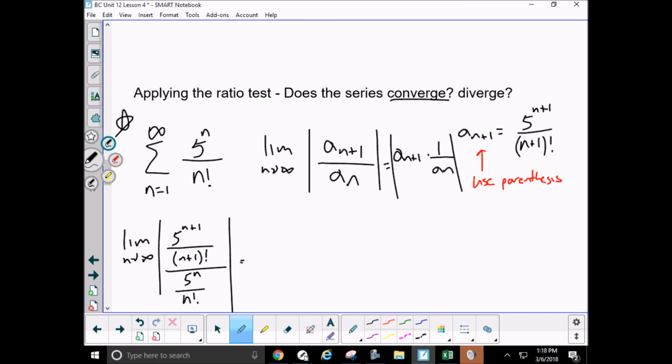So starting from now, whenever we do this, I'm just going to skip this step and go straight to 5 to the n plus 1. Oops, the n plus 1 is in the exponent. 5 to the n plus 1 over n plus 1 factorial times n factorial over 5 to the n. Okay? All right.